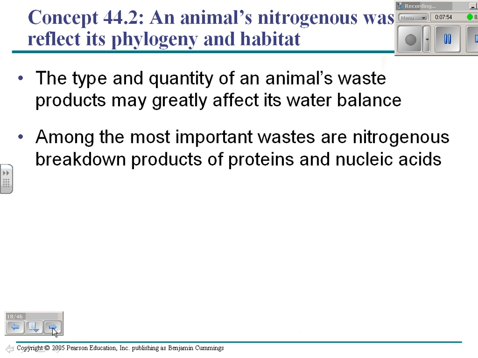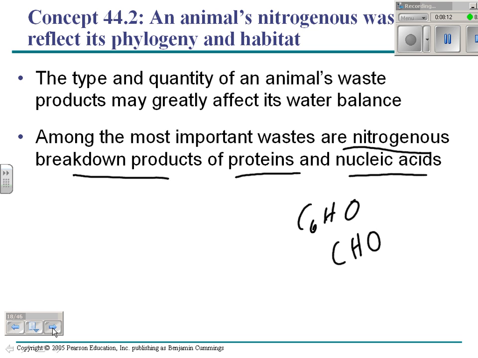So, what animals produce are nitrogenous wastes. What are called nitrogenous breakdown products of proteins and nucleic acids. Remember, carbohydrates, CHO, fats, CHO, proteins and nucleic acids have nitrogen. And that's a problem because we need some nitrogen, but some of these breakdown products are toxic, and so animals have to be able to get rid of that.